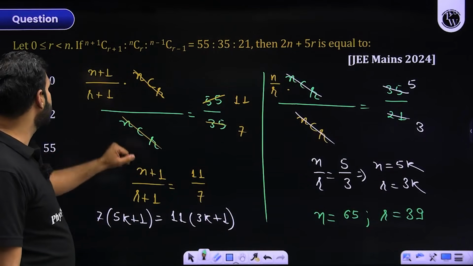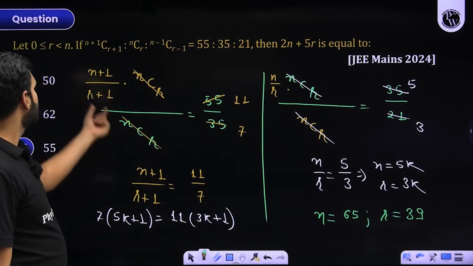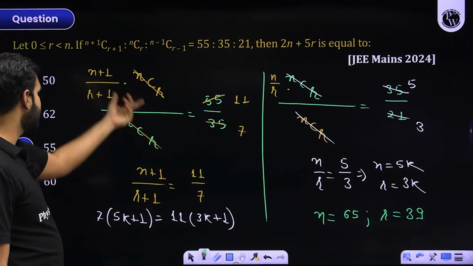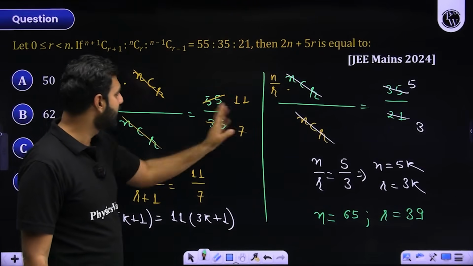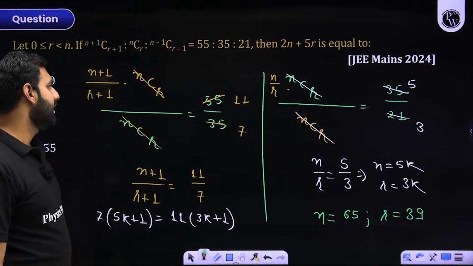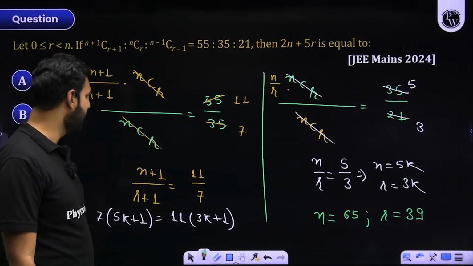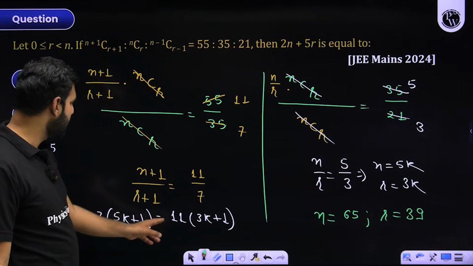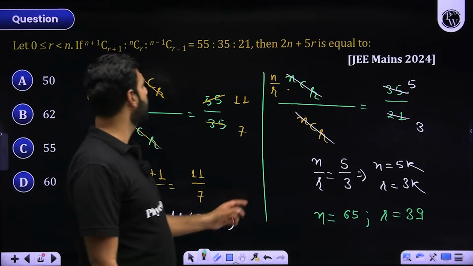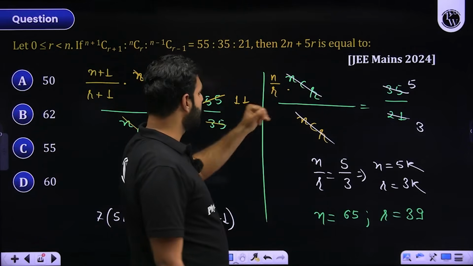N plus 1 CR plus 1, NCR. So I wrote it as n plus 1, r plus 1, NCR got cancelled. 55, 35. It is 11 and 7. I hope you are going great. So n plus 1 upon r plus 1 is 11 and 7. 7 into n plus 1, 11 into r plus 1. Okay, let's talk about this part. NCR, n minus 1, CR minus 1.